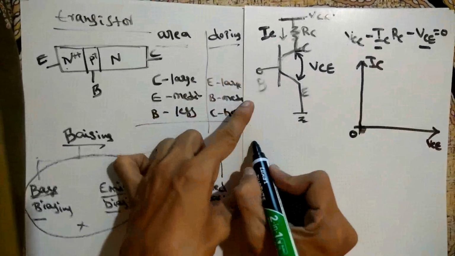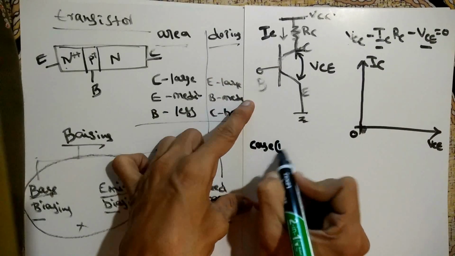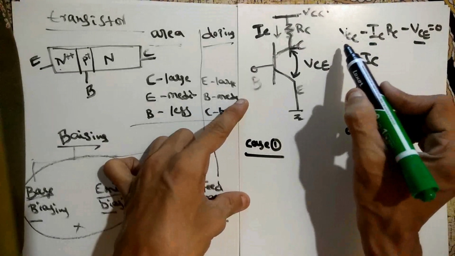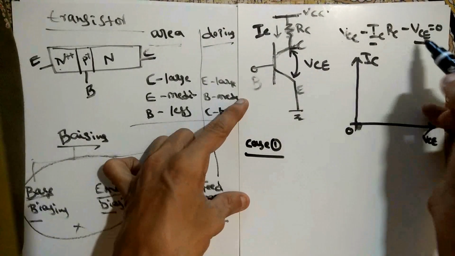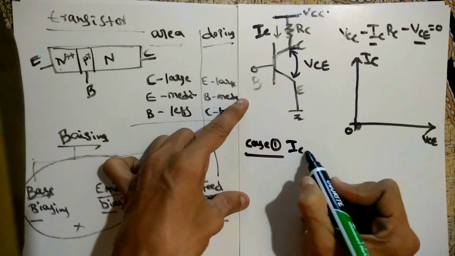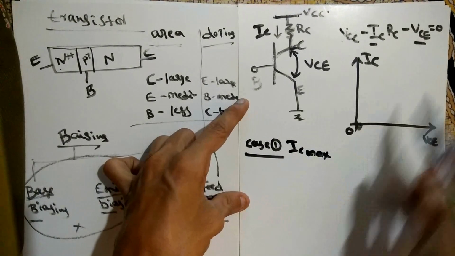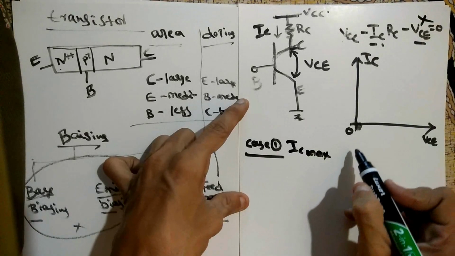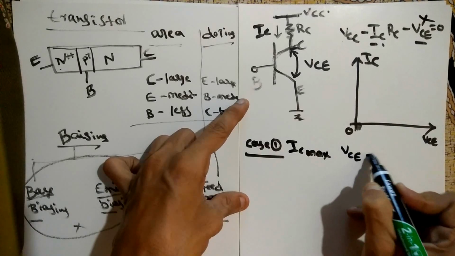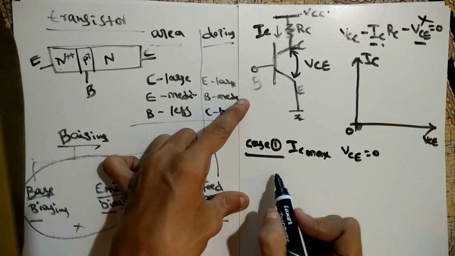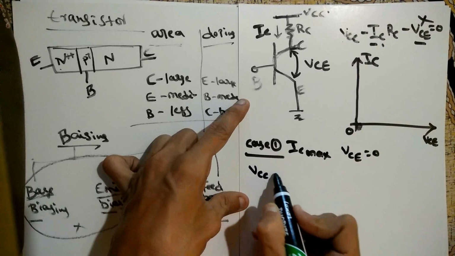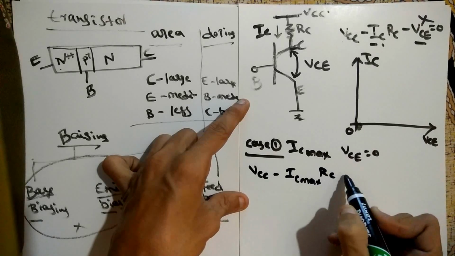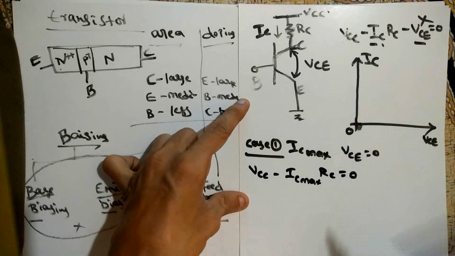Now, what are the IC and VCE values we have to get? We can go with the case 1 condition. Using the same formula, first we make IC maximum. To get IC maximum, we have to make VCE 0. If you apply this condition to our formula, VCC minus IC maximum times RC is equal to 0, because we took VCE as 0.